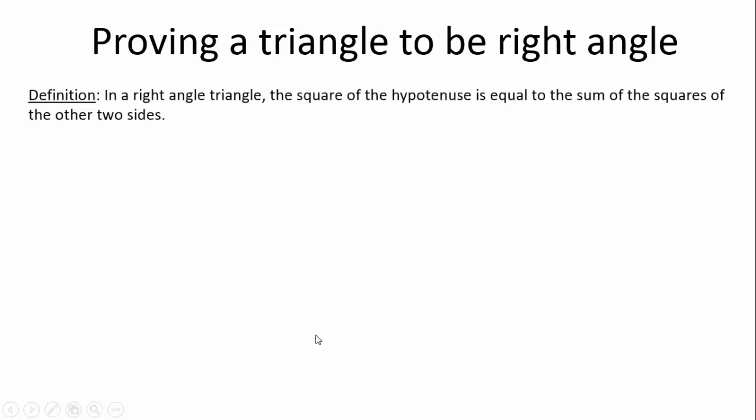In a right-angled triangle, the square of the hypotenuse is equal to the sum of the squares of the other 2 sides. What is the hypotenuse? This is the length opposite the right angle, which will always be the longest length. So we have our triangle. Which one is the hypotenuse? This long one over here, because it's the one opposite the right angle. And say it has a height of 3, a base of 4, and a length of 5.